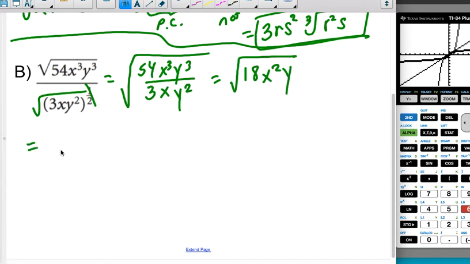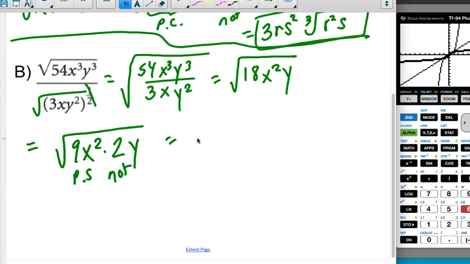So now when I split this into perfect squares and not perfect squares, 9 and x squared are perfect squares. 2 and the y are not, right? So this is a perfect square. This is not. So if you need this extra step where you split it into the 2 roots, that's totally fine. If you don't need that, that's also fine.